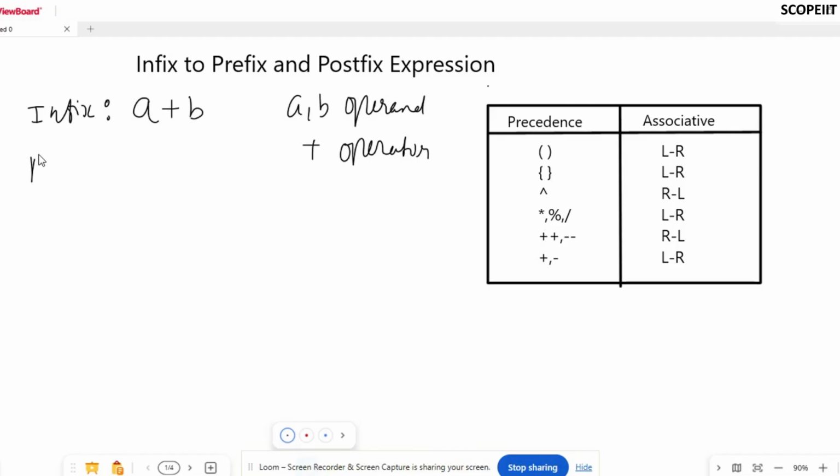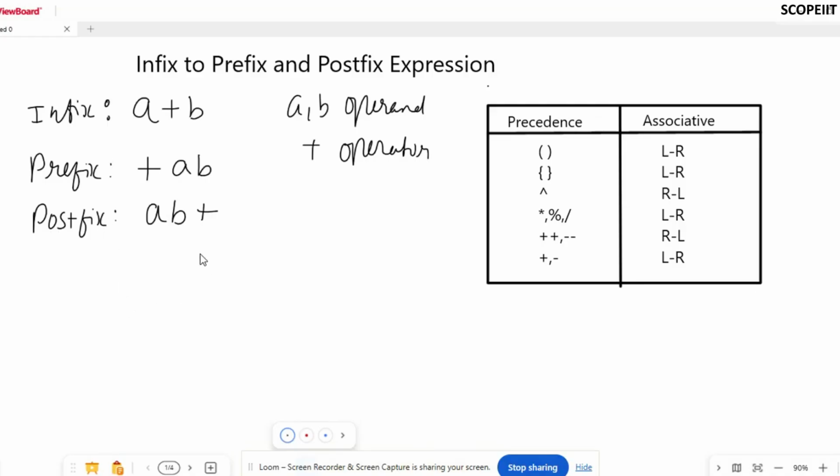Similarly, what do you mean by prefix? Prefix means first. So here the operator will be first and then AB. Similarly, what do you mean by postfix? Postfix basically means first of all the operands will come and the operator will be at the last. So infix means the operator will be in the middle. Pre means first, so the operator will be first, and post means the operator will be the last one.